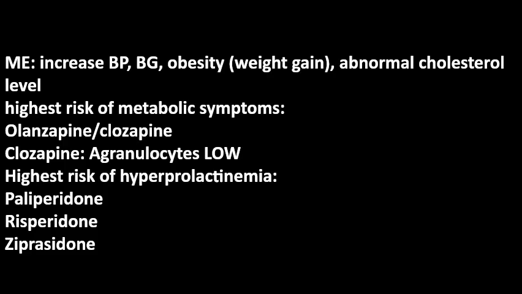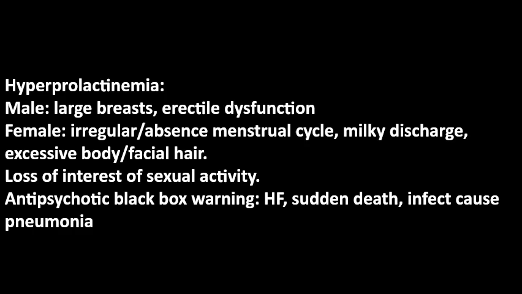Highest risk of hyperprolactinemia: paliperidone, risperidone, ziprasidone. Hyperprolactinemia occurs with both typical and atypical. Male: enlarged breasts, erectile dysfunction. Female: irregular or absent menstrual cycle, milky discharge, excessive body or facial hair. Both: loss of interest in sexual activity. Risk increases with strongly blocked dopamine, paliperidone the most.